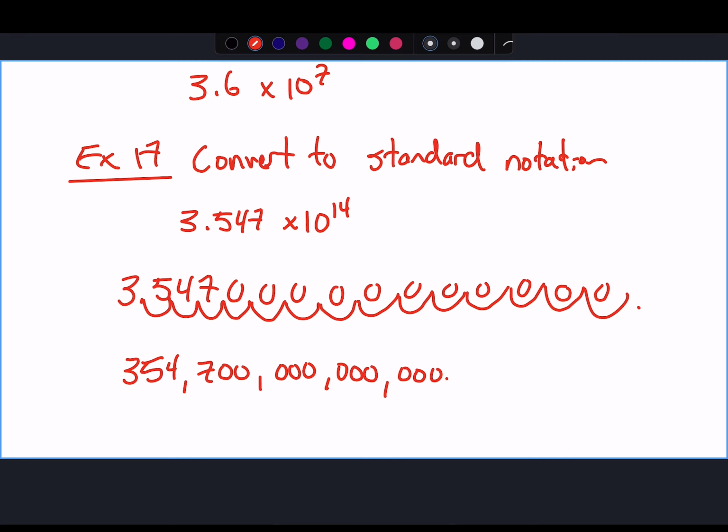Now, are you going to be asked to do a number this big on your test? No, not at all. Okay, ladies and gentlemen, that is exponents and scientific notation. The end of section 1.2.